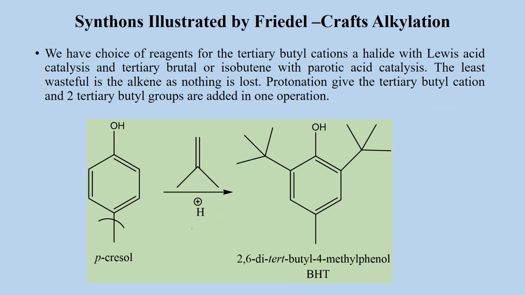Here is p-cresol. Here it is the methyl group. Methyl group is also an ortho-para-directing group, and OH is also an ortho-para-directing group, but the effect of OH is more pronounced as compared to methyl. So this isobutene, in the presence of H positive, is converted into a cation. A tertiary carbocation will be generated, and the aromatic ring will attack this carbocation to give this target molecule. There can be another possibility if we use tertiary butyl chloride in the presence of any Lewis acid.